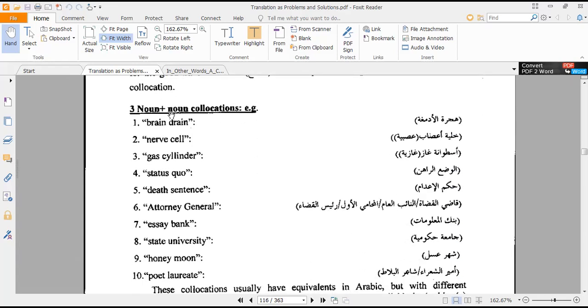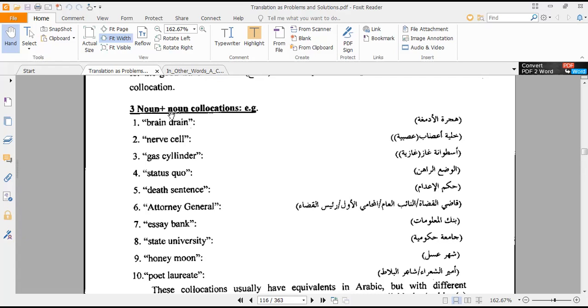Okay. The third type is noun plus noun collocations. This collocation consists of two nouns that come together, such as brain drain. Brain is a noun, drain also is a noun. Nerve cell خلية أعصاب، وبالتالي خلية عبارة عن اسم، وأعصاب نفس الحاجة عبارة عن اسم. Nerve is also a noun and cell is a noun, so we have here two nouns come together.